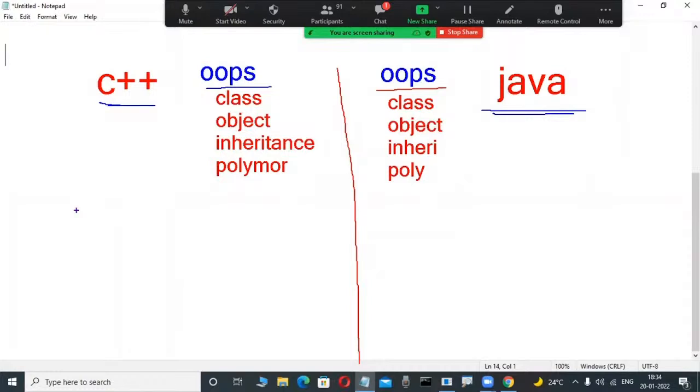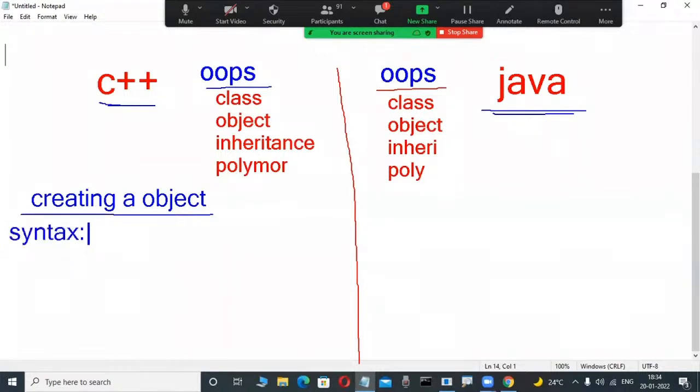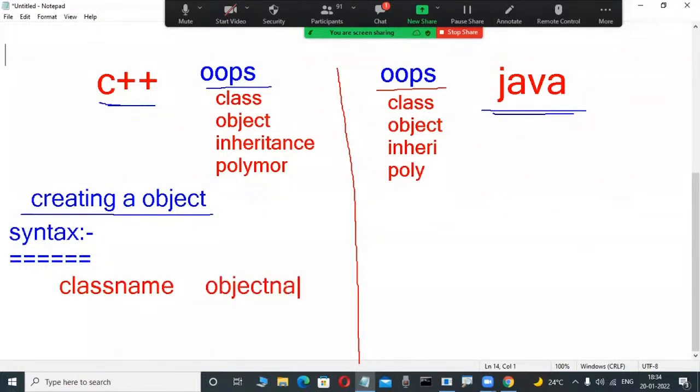But observe here. Anybody guess it? Suppose in C++ I want to create an object from the class, what is the syntax? Technical persons, anybody having an idea? Creating an object from the class, what is the syntax in C++? Slowly observe here, here is the difference. Class name, space, object name. This is the syntax to create an object from the class in C++.